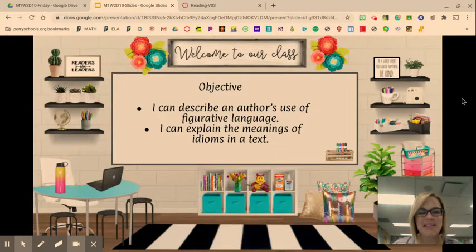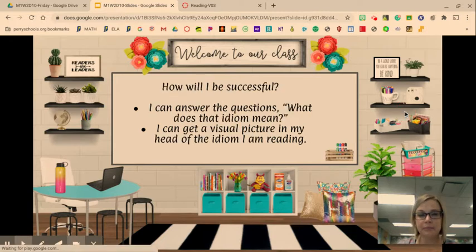Hello, third graders. Today we are going to be looking at some more figurative language, and we are going to be focusing on idioms. So our objectives for today are: I can describe an author's use of figurative language, and I can explain the meaning of idioms in a text. So we know that we're going to be successful when we can answer the question, what does an idiom mean? And I can get a visual in my head of the idiom I'm reading.